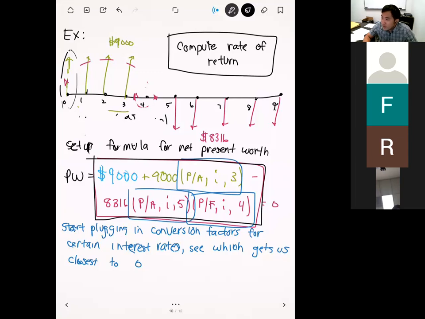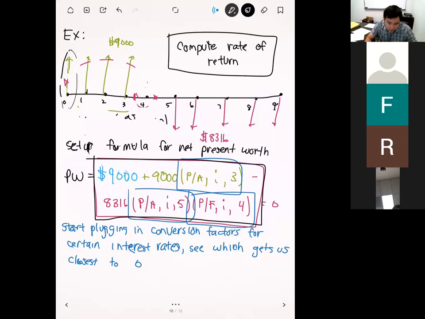And then you have the negative 8,316 cash flow from years 5 through 9, and that you have to convert twice. All right. And so what we said was, because we're interested in solving for the interest rate, because we don't know i in this case.